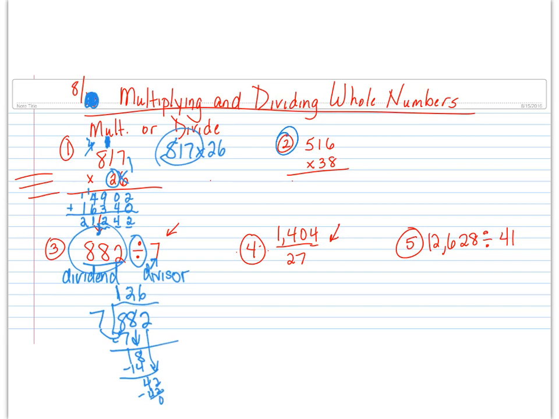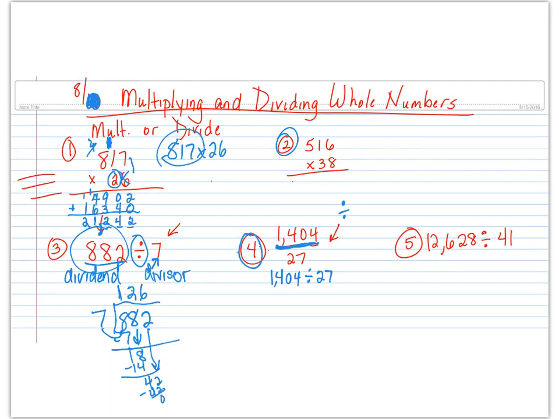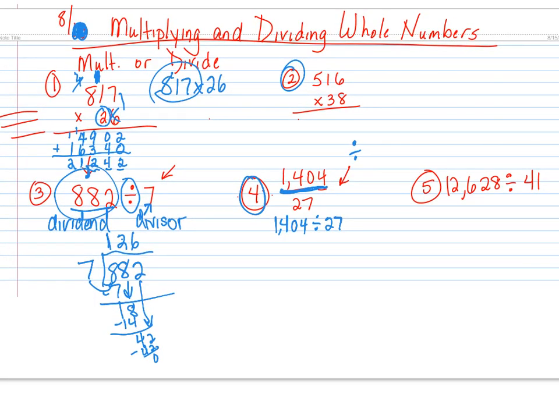Number 4, if it's written as a fraction bar, we know fractions mean to divide. So that can be rewritten as 1,404 divided by 27, where you can see the dividend and the divisor. So I want you guys to do number 4. I'm going to do number 5 with you because it's going to be a little bit longer.